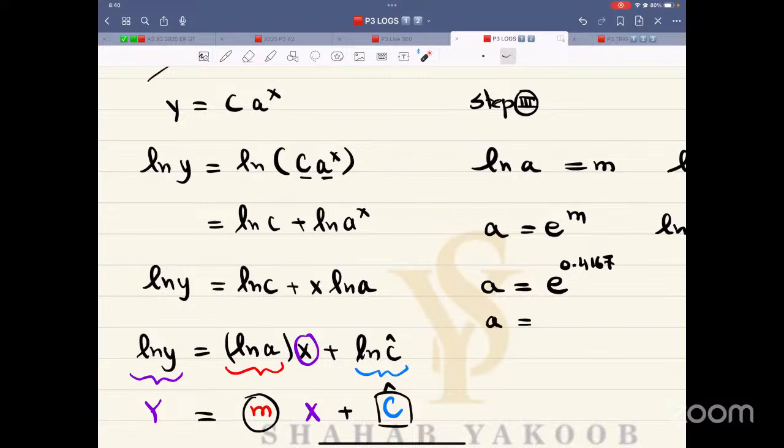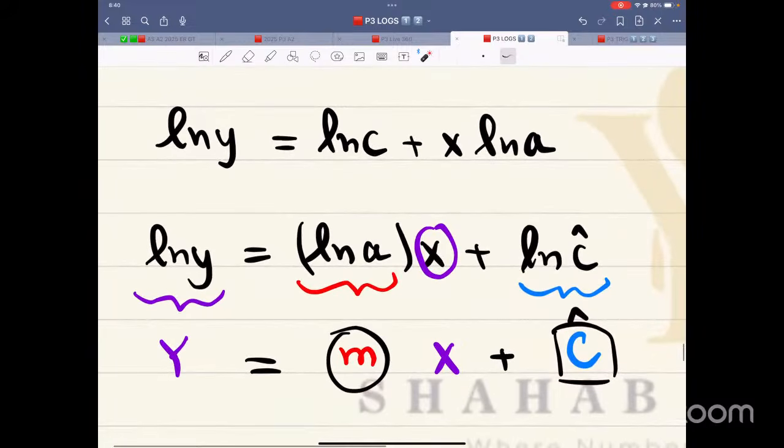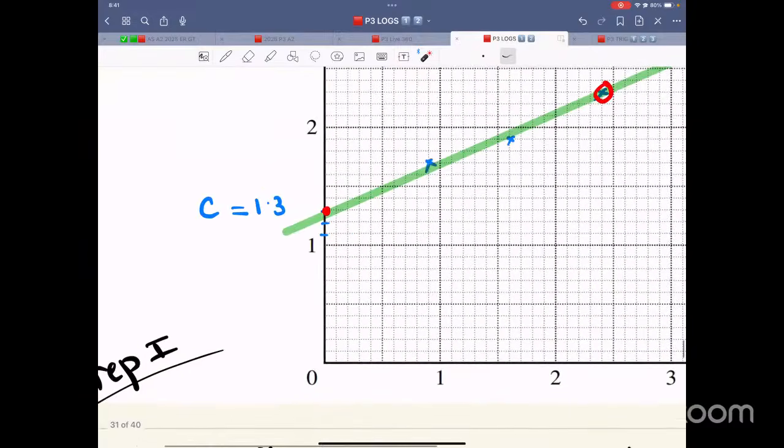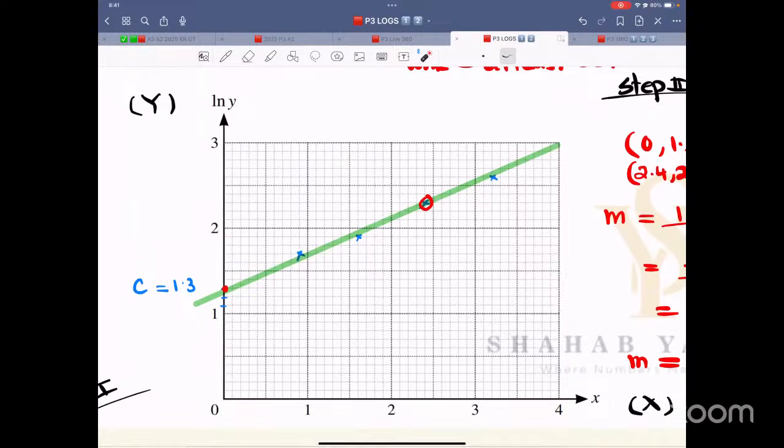Then you have to compare coefficients with y equals mx plus c. Have a good look. ln y, that is like your y-axis. And ln c, a constant all alone, that is the y-intercept. And then x into ln a is like x into m. So m is ln a, x has to be the variable. Now when we are drawing it, have a good look. What is on the y-axis? That is ln y. What is on the x-axis? That is x. And then you plot the points.